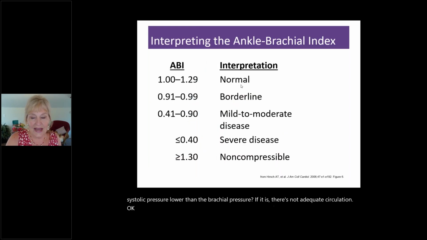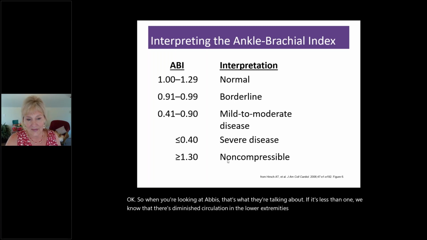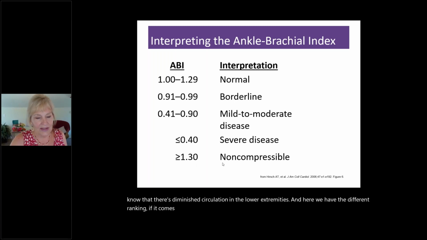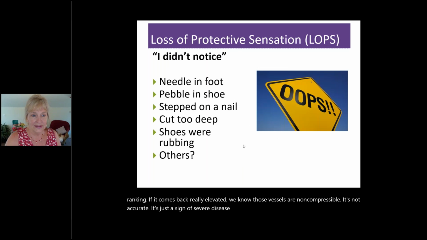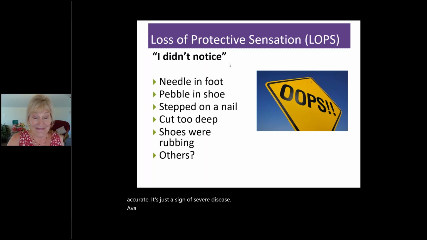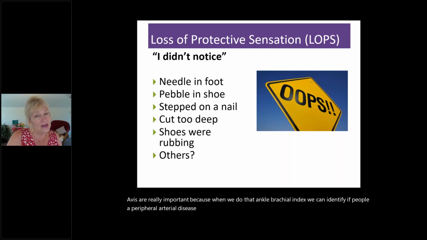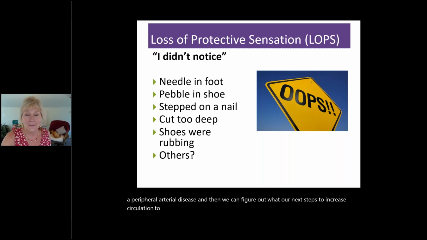Okay, so when you're looking at ABIs, that's what they're talking about. If it's less than 1, we know that there's diminished circulation in the lower extremities, and here we have the different ranking. If it comes back really elevated, we know those vessels are non-compressible. It's not accurate. It's just a sign of severe disease. ABIs are really important because when we do that ankle brachial index, we can identify if people have peripheral arterial disease, and then we can figure out what our next steps are to increase circulation to prevent amputation.